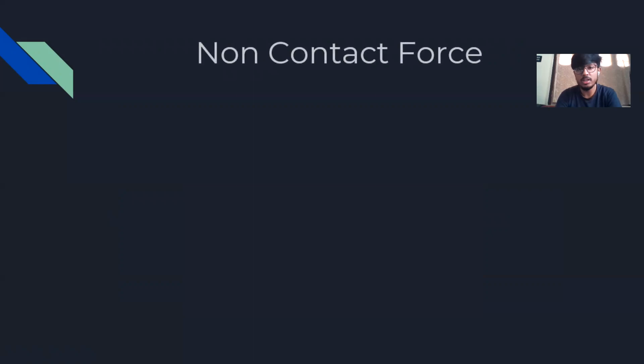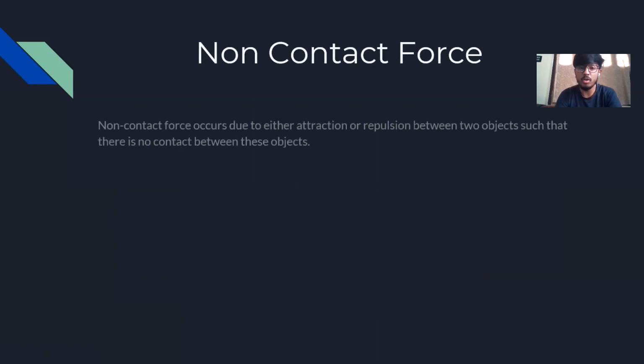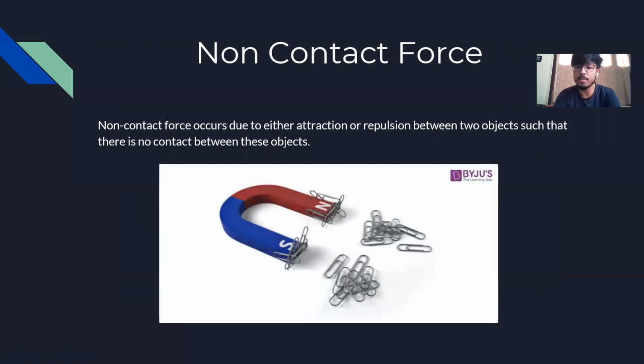Now the next one is non-contact forces. What are non-contact forces? Non-contact forces are those forces which do not occur due to contact. That means the objects need not have contact with each other. They can have attraction or repulsion between two objects. You can see in the example, a magnet is attracting iron nails, the iron clips. The surfaces are not in contact with each other, but still the force of attraction acts. This is how we can define a non-contact force.